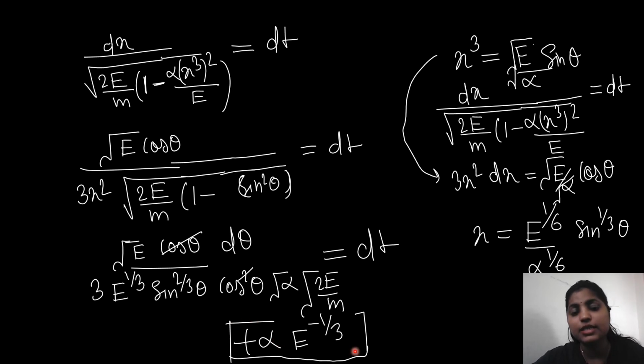I proved that t is proportional to e to the power minus 1 by 3. You can pause the video and see the solution of this equation. Okay, now let's move towards the next question.